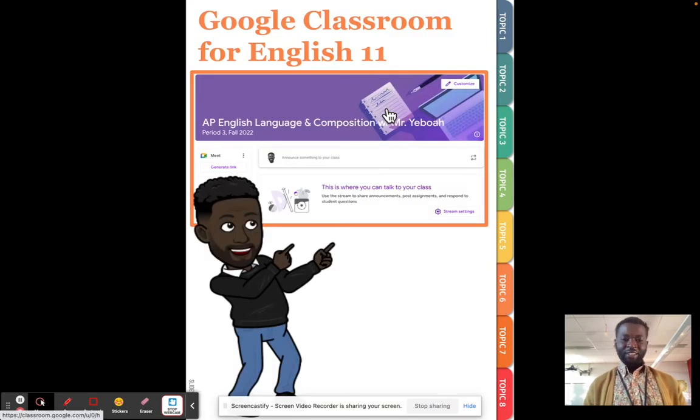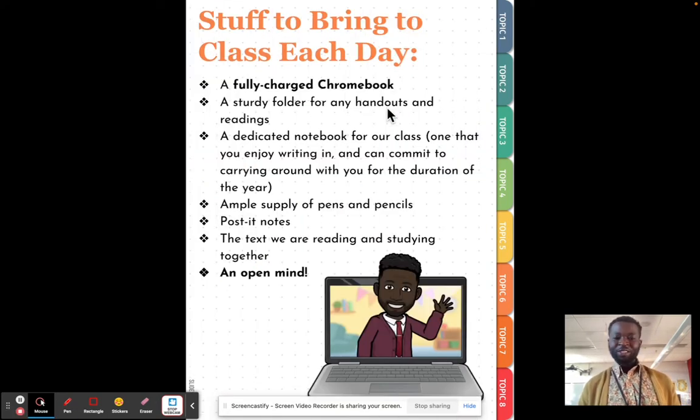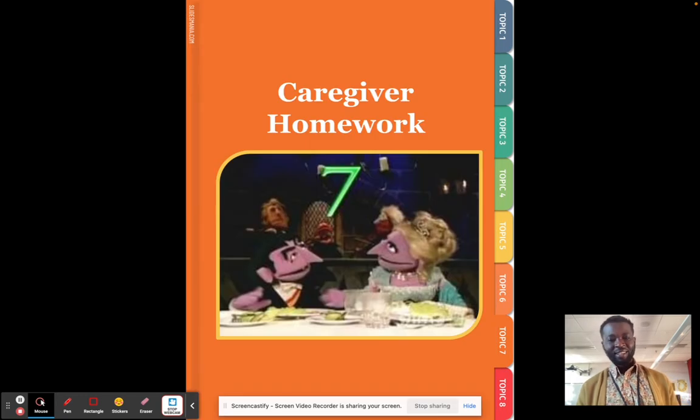This is a note on tech tools, probably not super important to you at home. In terms of class materials, students need a fully charged Chromebook, a folder to keep things in, a dedicated notebook for my class, pens and pencils, post-it notes, the text we're reading, and an open mind. I think most students have all of these things at this point. Sometimes not all of them on a given day, but all of them generally in the class.